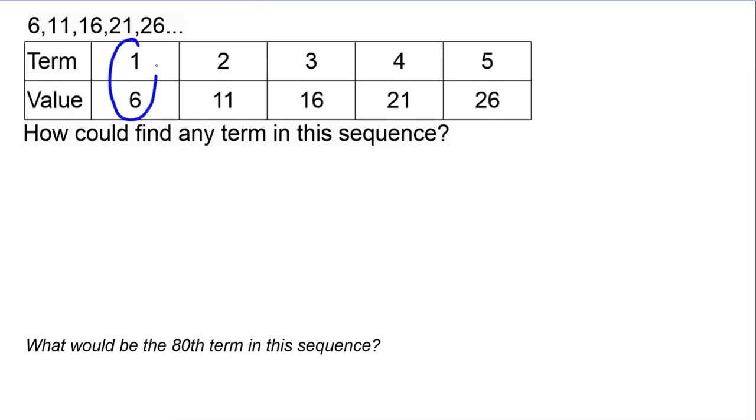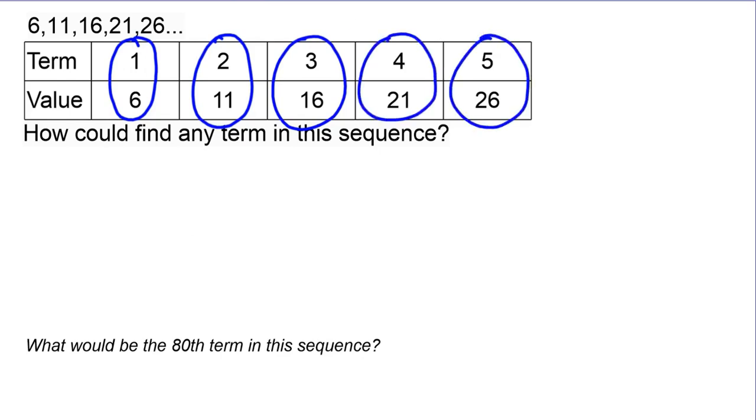Here the first term is 6, the second term is 11, the third term is 16, the fourth term is 21, and the fifth term is 26. Well, they're increasing by 5. So I might think that maybe 5n would predict that because they're increasing by 5.